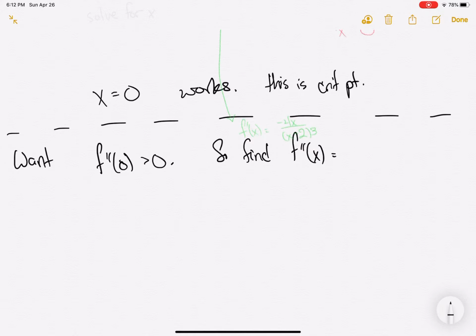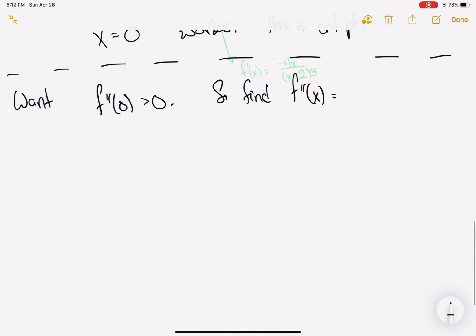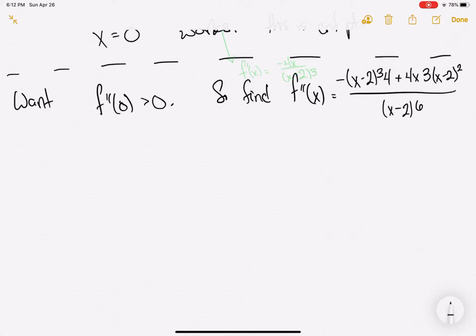Once again, it's a quotient rule, right? So bottom d top is negative 4. Minus top is negative 4x. D bottom is going to give me 3 times x minus 2 squared, all over the bottom squared, x minus 2 to the 6th. Okay, we could simplify this, but we just care about the value at a point.